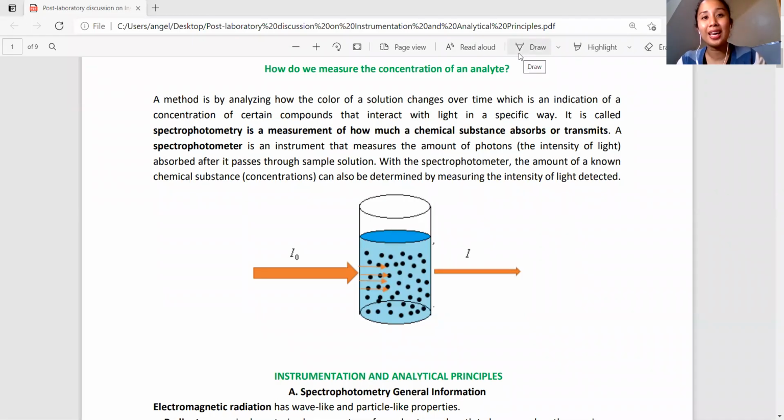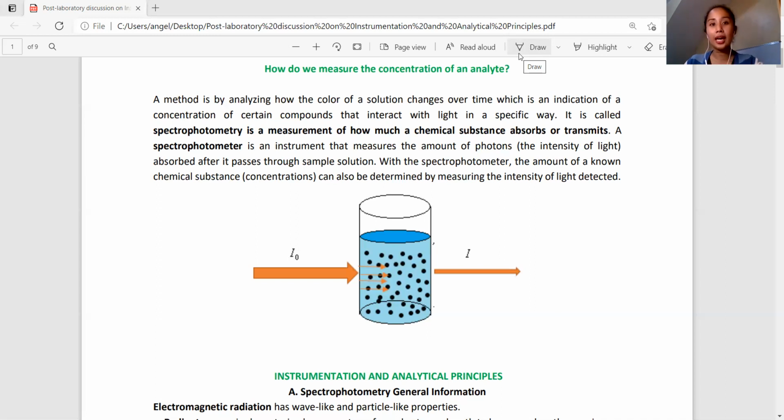So this video is a reinforcement video, or a discussion on what you did in the experiment this week. This week, your researches were about the principles of analytical procedures that we are doing in the laboratory. So class, the question that our activity basically answers is: how do we measure the concentration of an analyte?